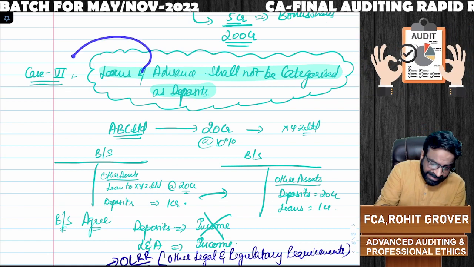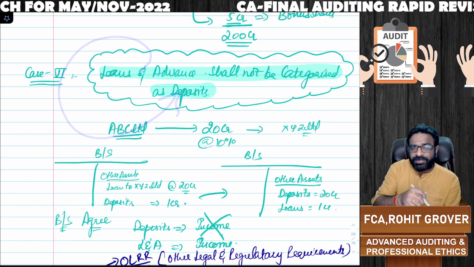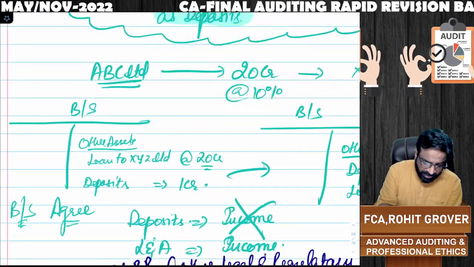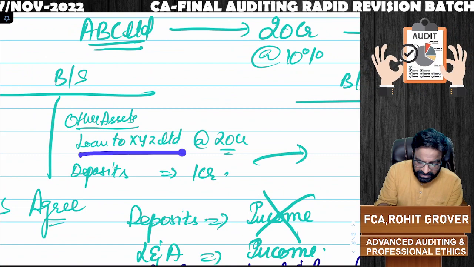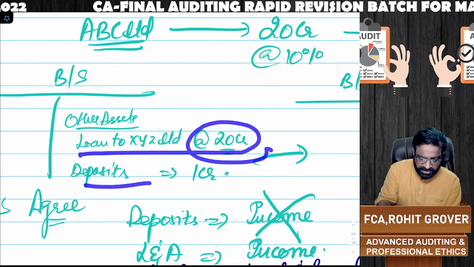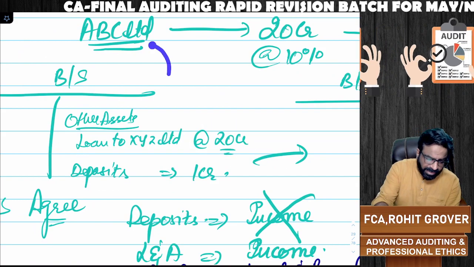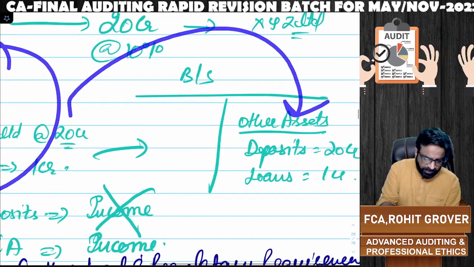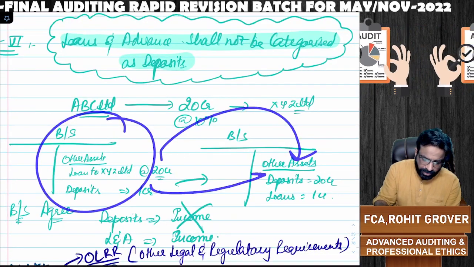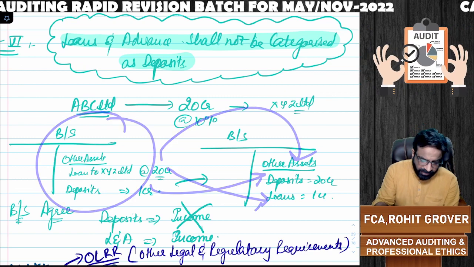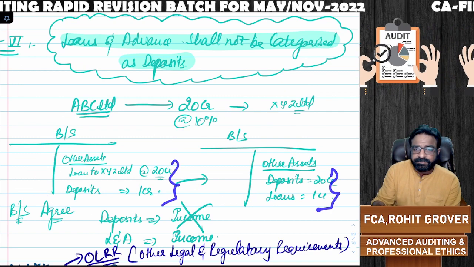So if they categorize the loans and advances as deposits, it means your client is indirectly going to hide an income. Let's say for example, there is one company which has given a loan of 20 crore rupees to XYZ Limited and deposits are 1 crore rupees. If they make this balance sheet as this balance sheet, what does it mean? They converted their deposits into loans, and loans into deposits. Now see, they have done the vice versa of these two things here.